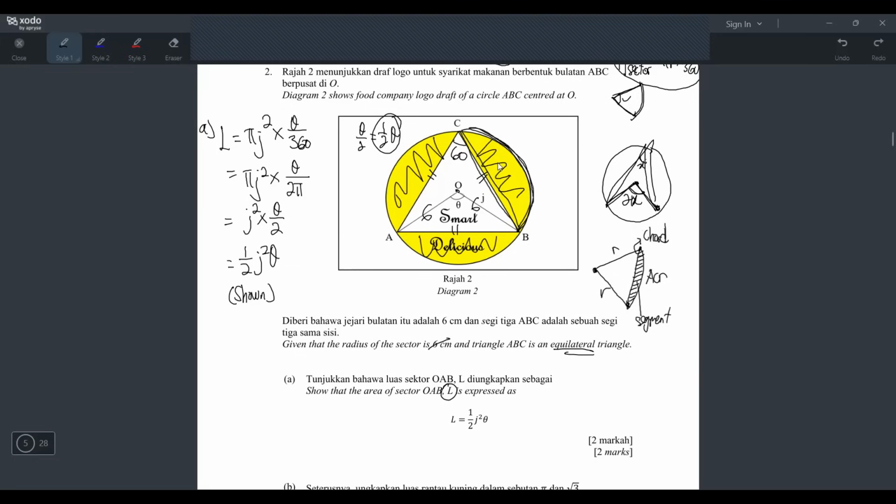I also want you to know that this segment, segment number 1, segment number 2 and segment number 3 are all the same size.